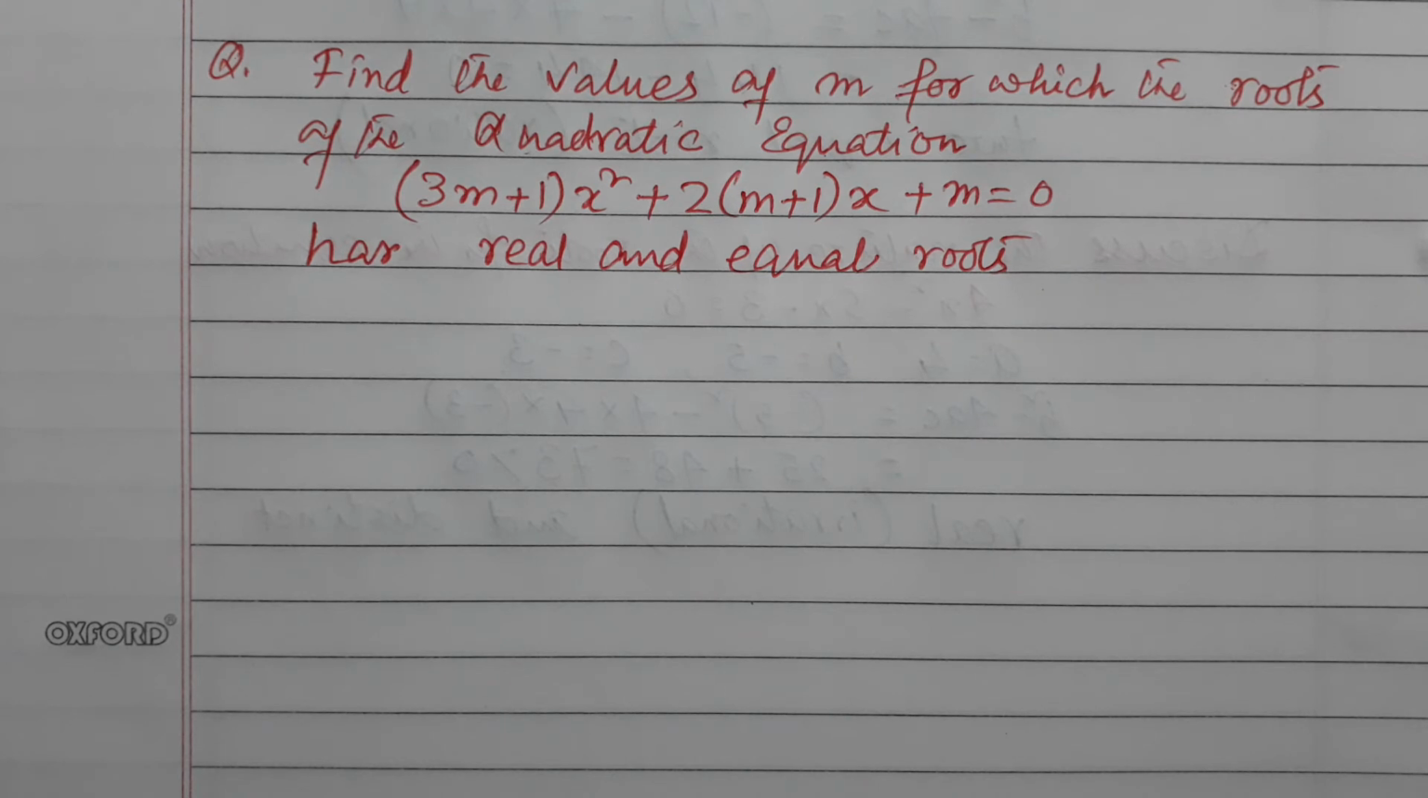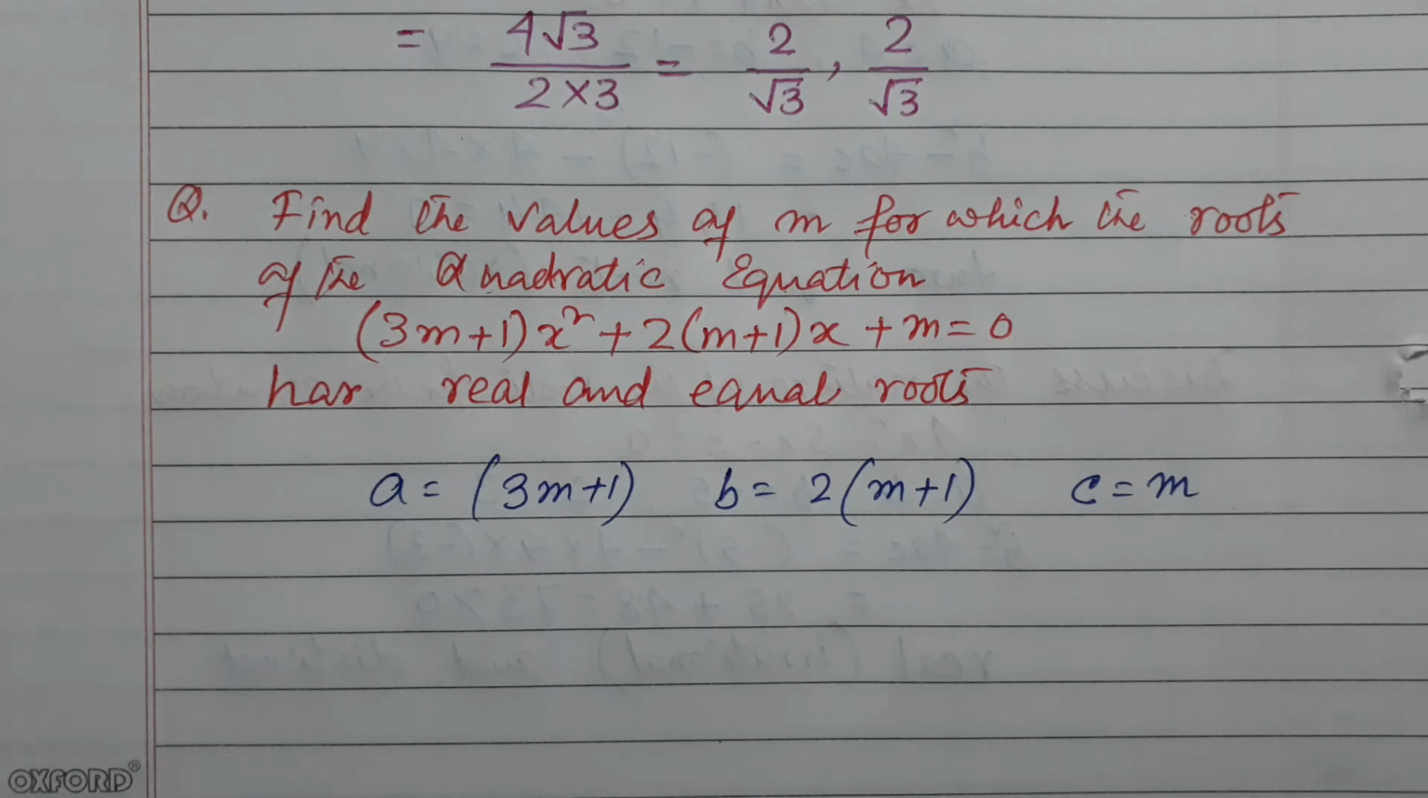Now let us solve this important question. Here the question is, find the values of m for which the roots of the quadratic equation (3m plus 1) into x square plus 2 into (m plus 1) into x plus m equals 0 are real and equal. So first we will write the coefficients properly. So a will be 3m plus 1, b will be 2 into (m plus 1) and c will be equal to m.